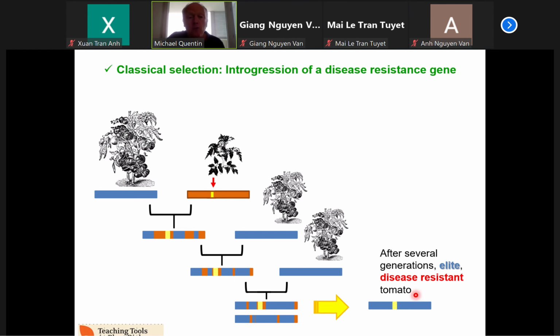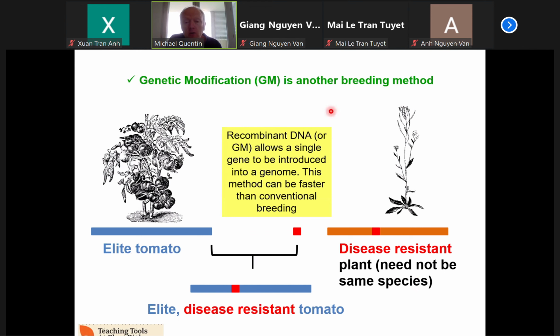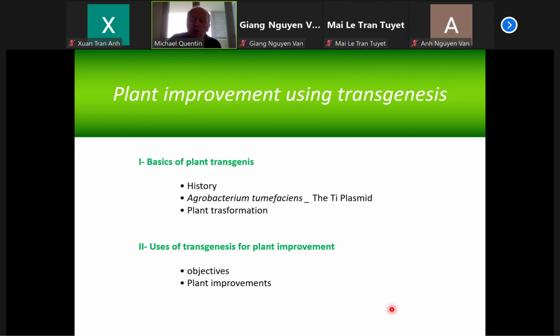The use of transgenesis may allow to introduce directly this gene into the elite plant. Okay, so the use of genetic modification will allow to introduce directly one gene or a different gene into the genome of one parent. So it will allow to save a lot of time.